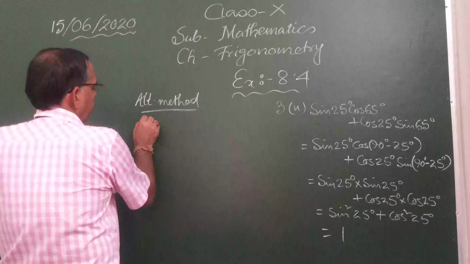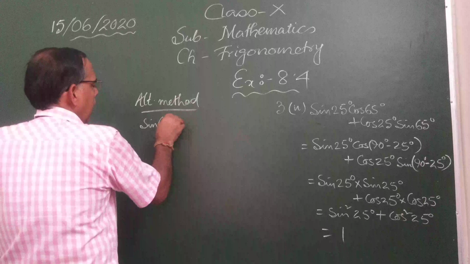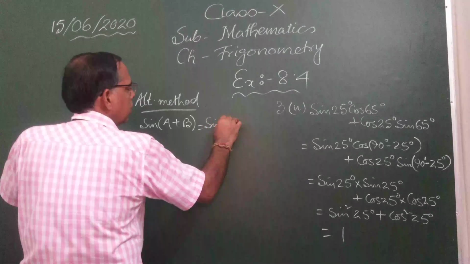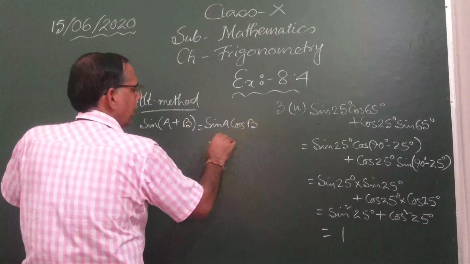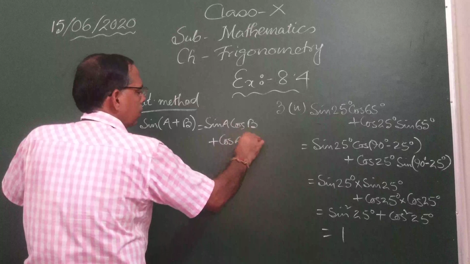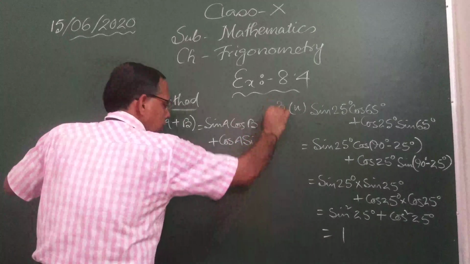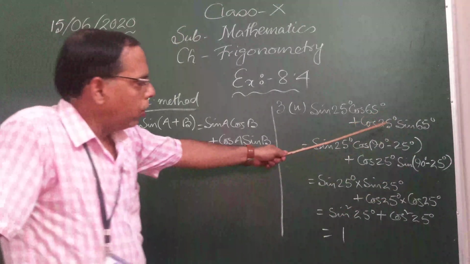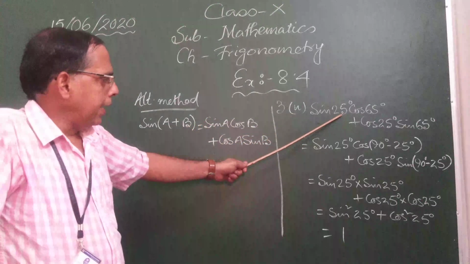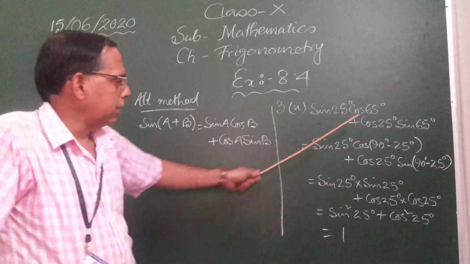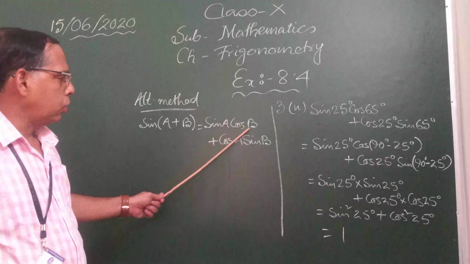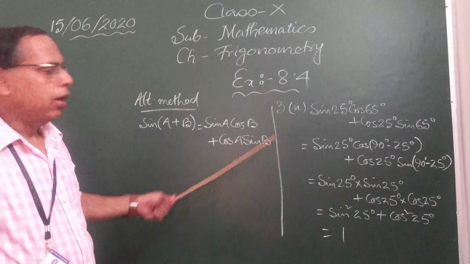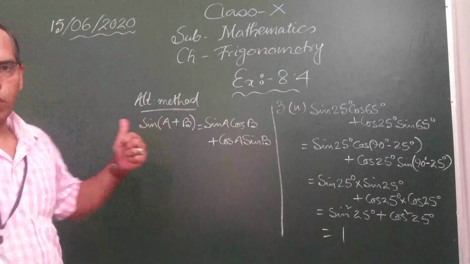There is a formula that sin(A+B) = sin A cos B + cos A sin B. This is one formula. Now if you see this formula, then this one falls under that. Suppose A is 25 degrees and B is 65 degrees. So sin 25° cos 65° + cos 25° sin 65°, and that's what we can do by using this formula also.